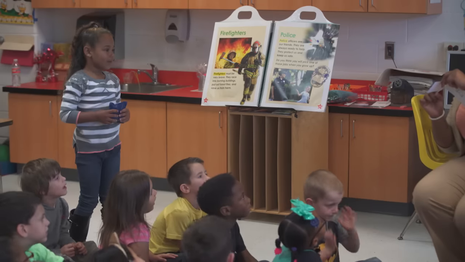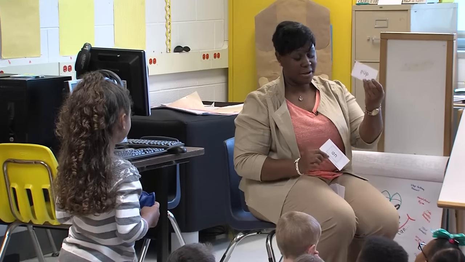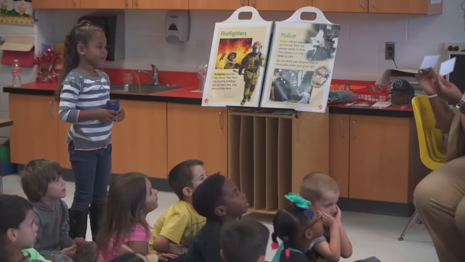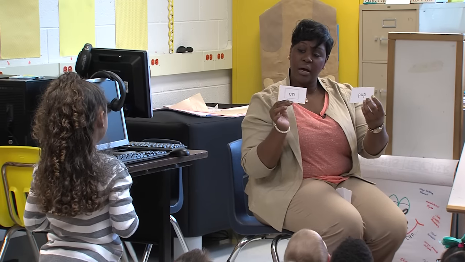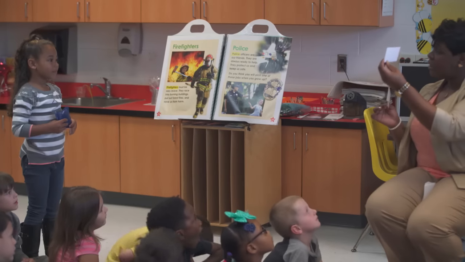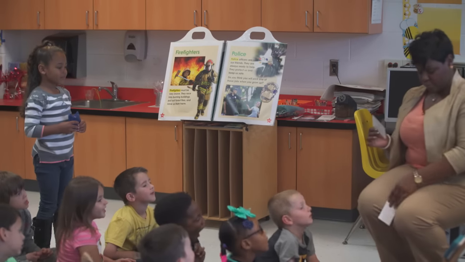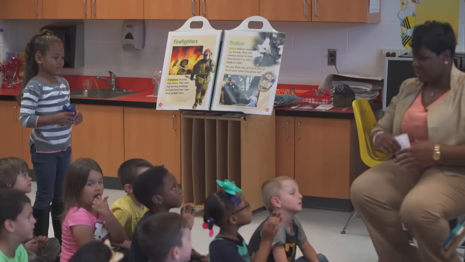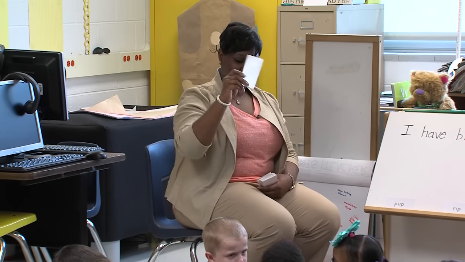What's the word on this card? Pup. Pup. Which of these words has the short U sound in the middle? Pup. Pup. Awesome. Do we understand? Yes, ma'am. We're looking for the short U sound in the middle.